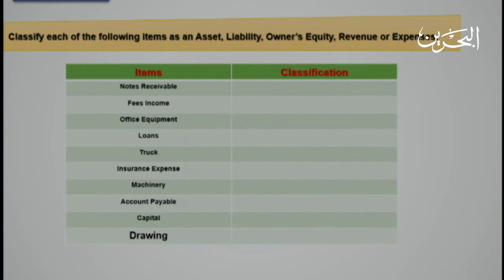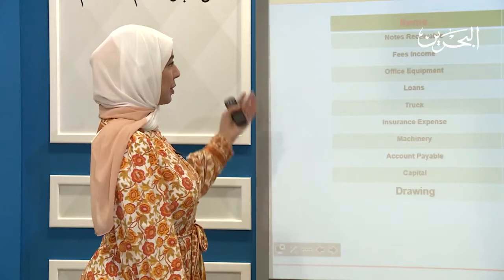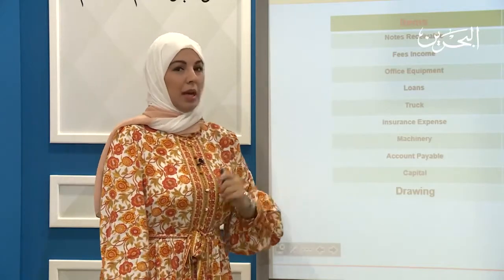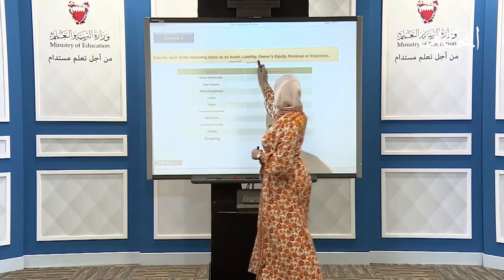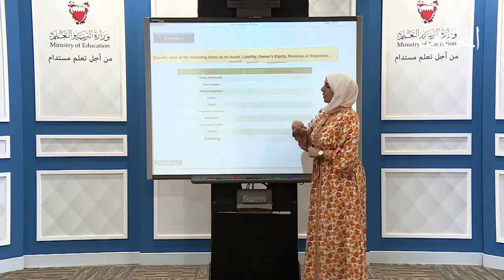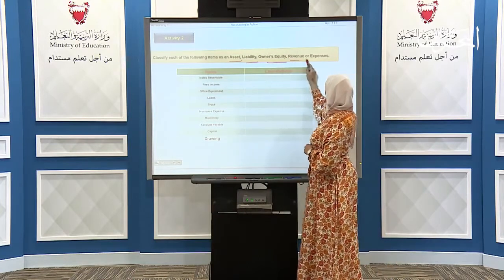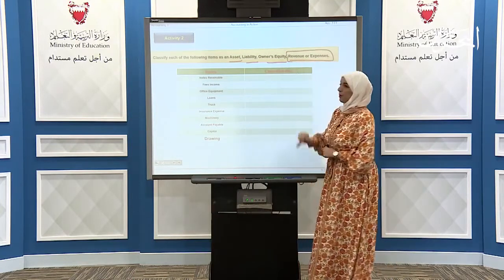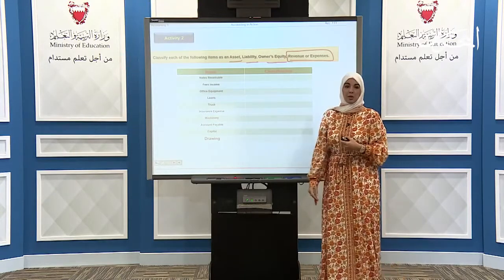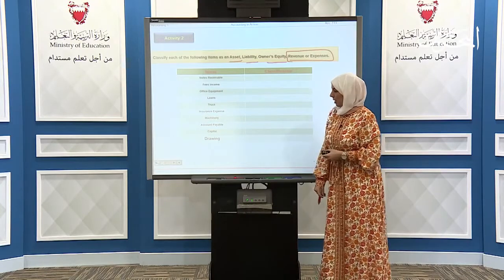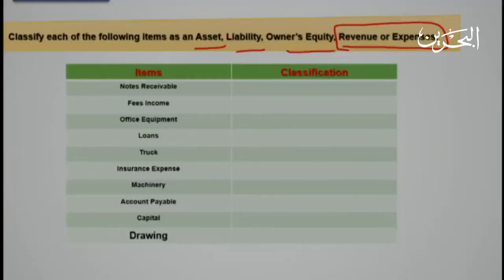Let us do an activity to have more experience with the accounts I have and will use in the accounting equation. I have, dear student, many accounts here, and I should classify them as assets, liability, and owner equity. And when I mention owner equity, I should specify if it is revenue or expense. Please take a few minutes to take a look at the accounts.